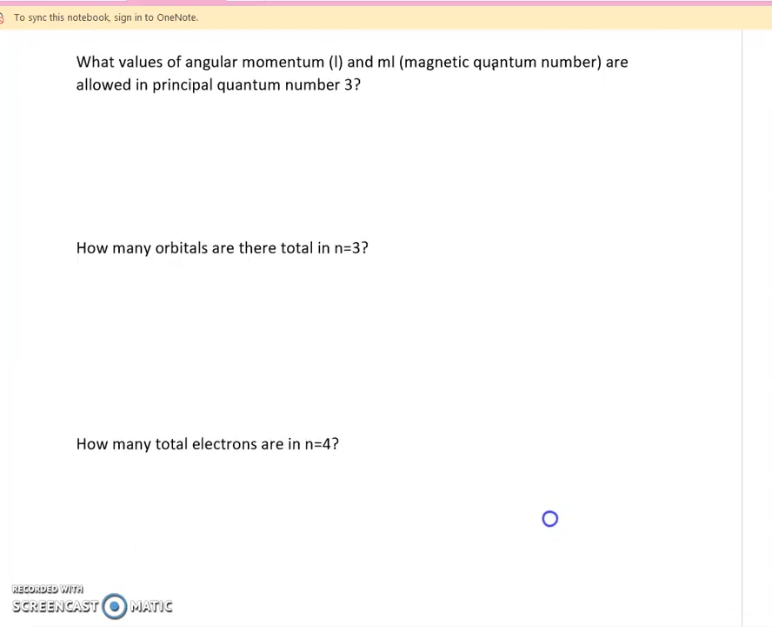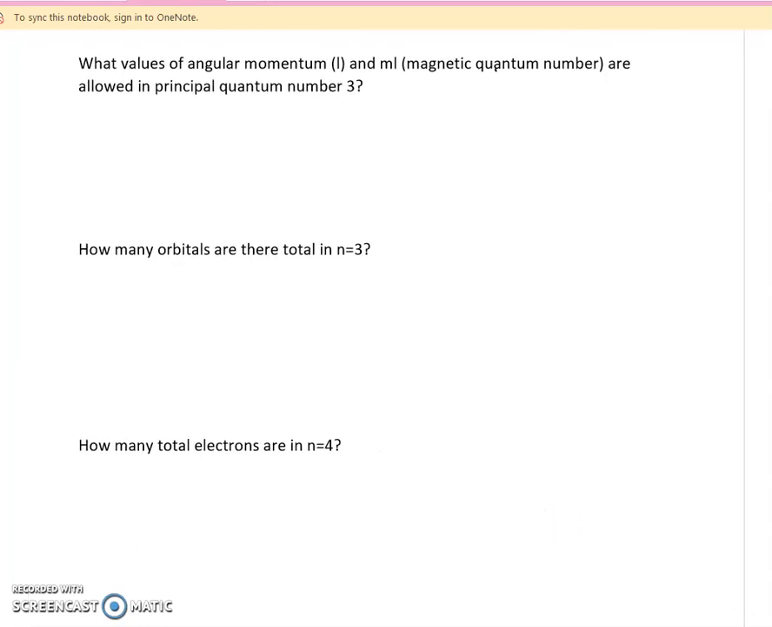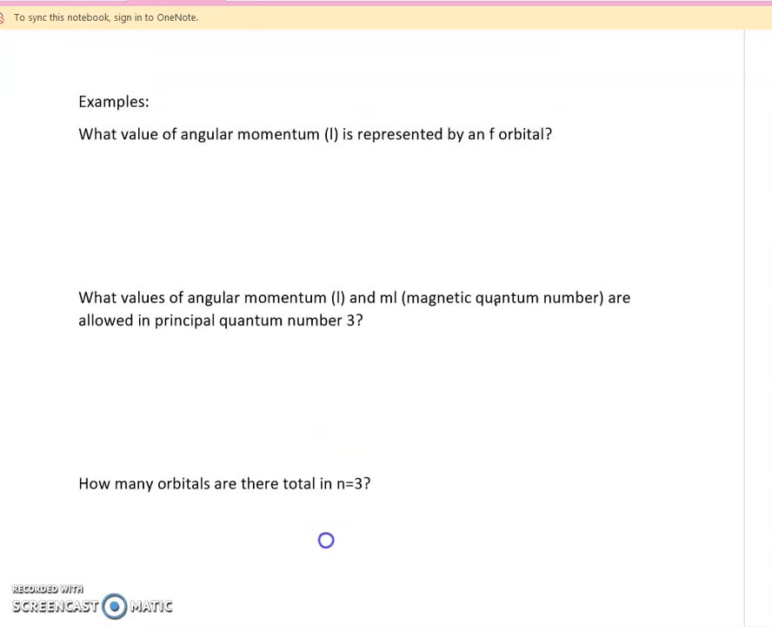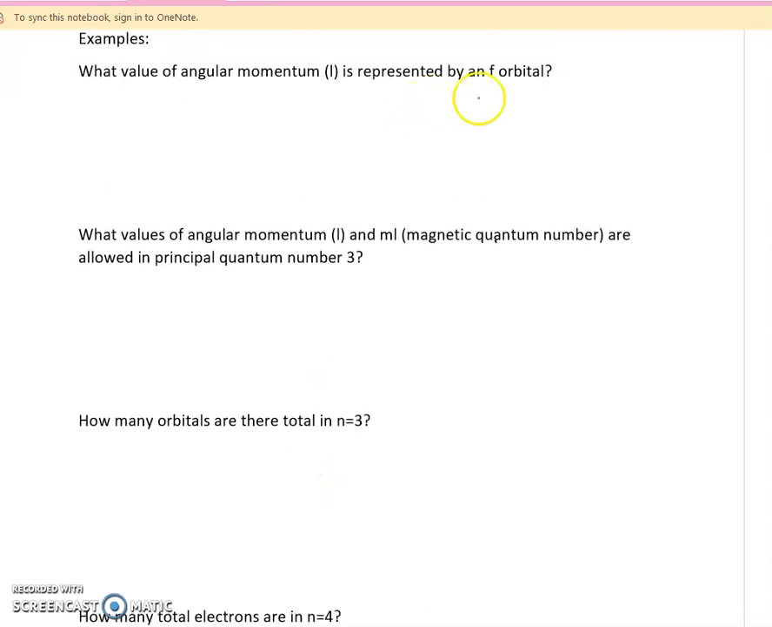All right, hello class. This will be the last module for this chapter, and we're going to go over examples of problems that you can expect to perform in your quizzes and exam. Now, we left off finding our angular momentum for an F orbital, right? I'm just going to redo this again because you're just starting the module again.